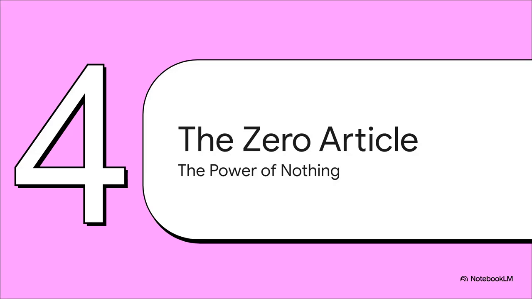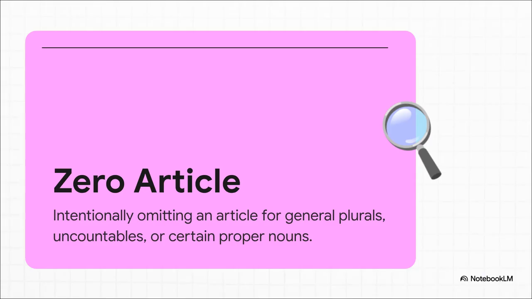Which brings us to trapdoor number 4. Mastering the zero article, the power of nothing. Sometimes the best move is no move at all. Leaving a word blank isn't a mistake. It's a deliberate, highly specific grammatical tool. We use the zero article when we want to speak in broad, universal truths, talk about general plurals, or mention non-count nouns without limiting them.